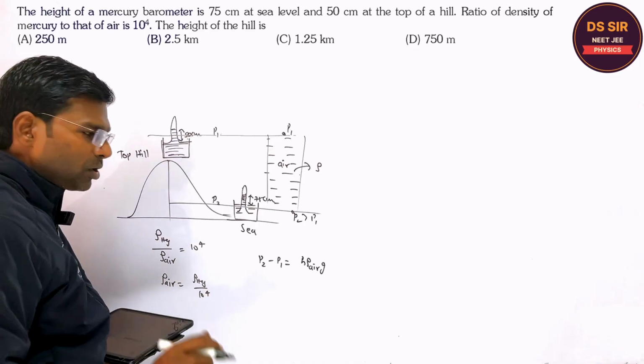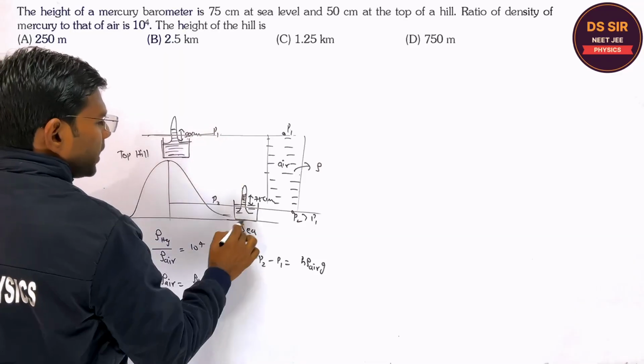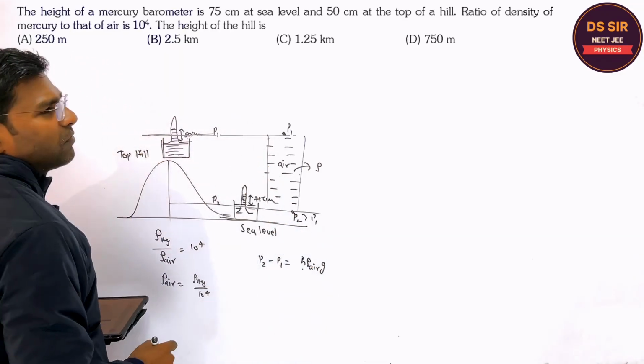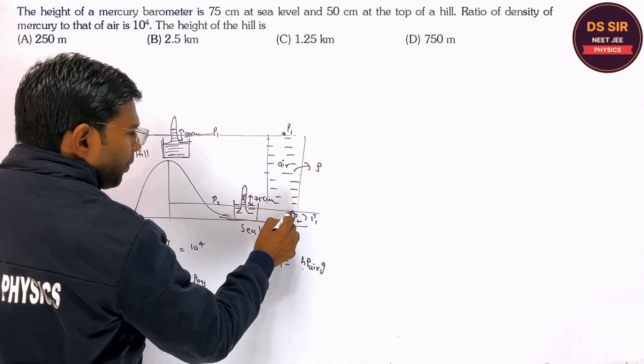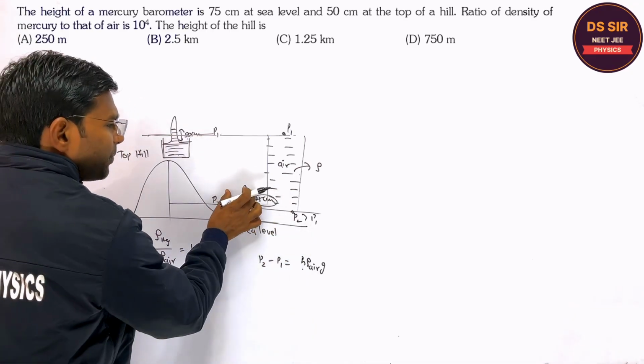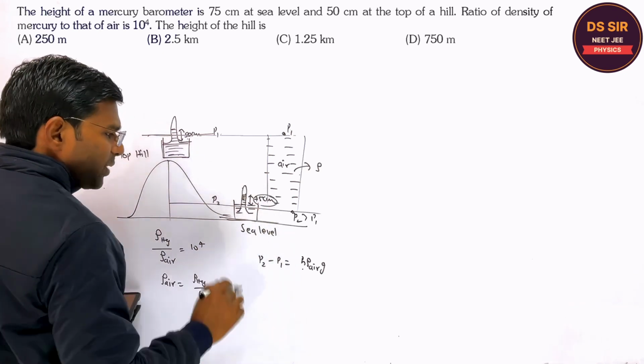Is it clear or not? What is the H? H is the height of the top of the hill to the sea level. Is it clear or not? This height only we have to find. At this point, what is the pressure? Pressure, if we measure by the barometer, right? So it comes to be 75 centimeter of mercury column.